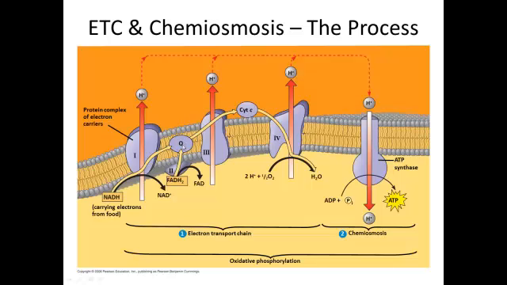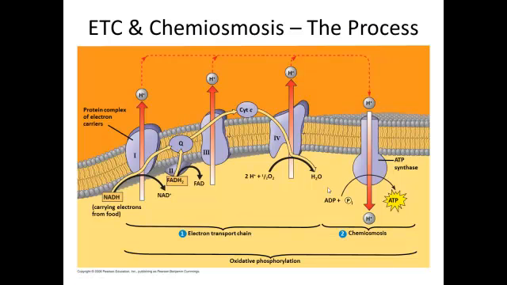The electrons are passed from carrier to carrier until, all worn out and tired from its journey, the electrons are passed to oxygen. Oxygen is called the terminal or final electron acceptor. The oxygen accepts the worn out electron and picks up a few hydrogens that haven't been pumped out yet.